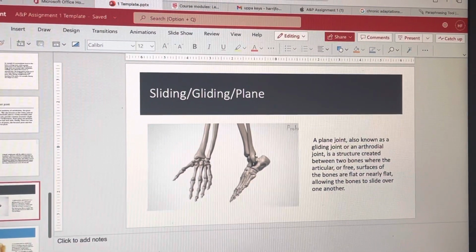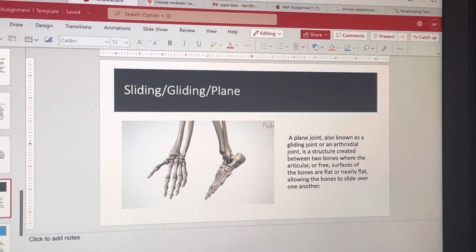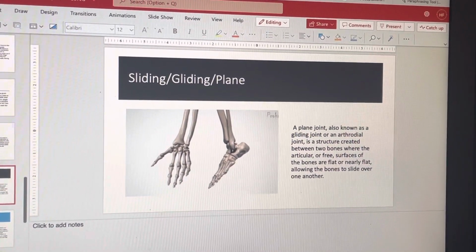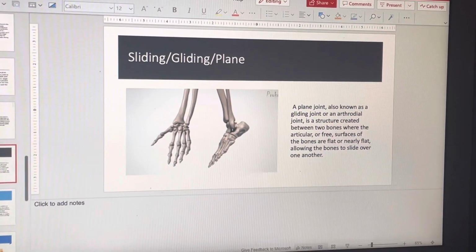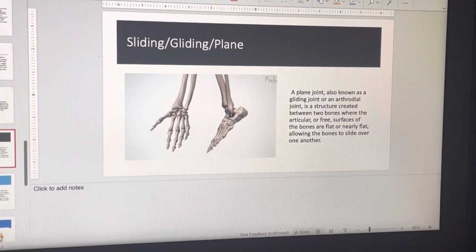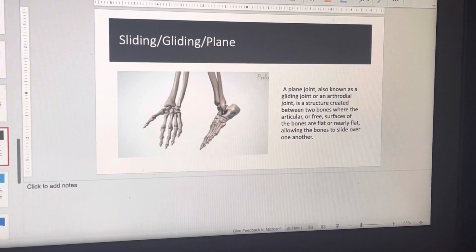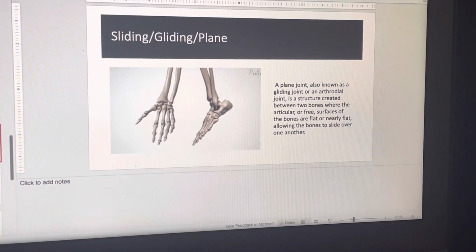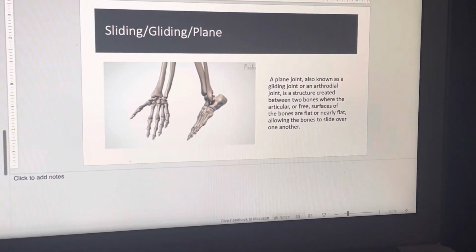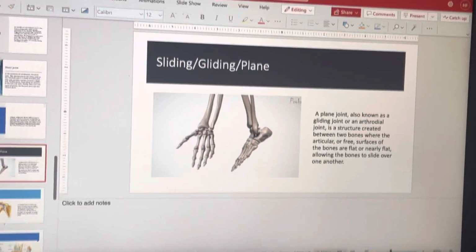Sliding and gliding plane joint. A plane joint, also known as a gliding joint or an arthrodial joint, is a structure created between two bones where the articular or free surfaces of the bones are flat or nearly flat, allowing the bones to slide over one another.